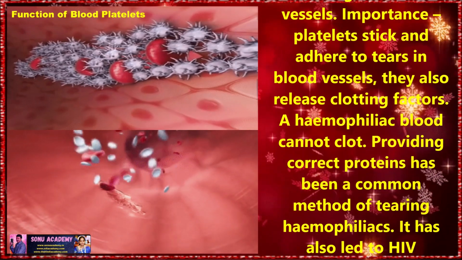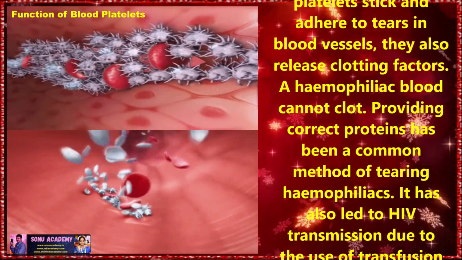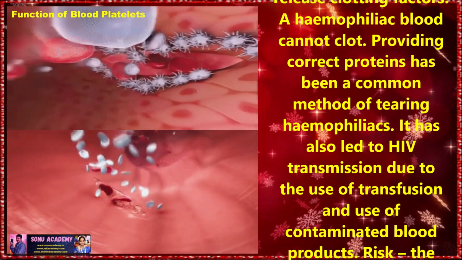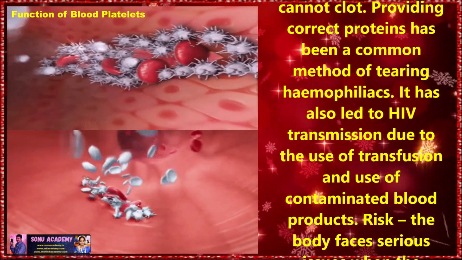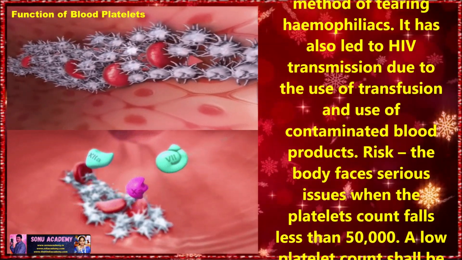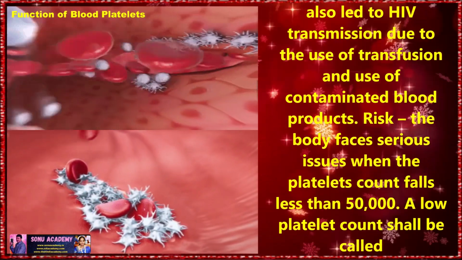A hemophiliac's blood cannot clot. Providing the correct proteins has been a common method of treating hemophiliacs. It has also led to HIV transmission due to transfusion and the use of contaminated blood products.